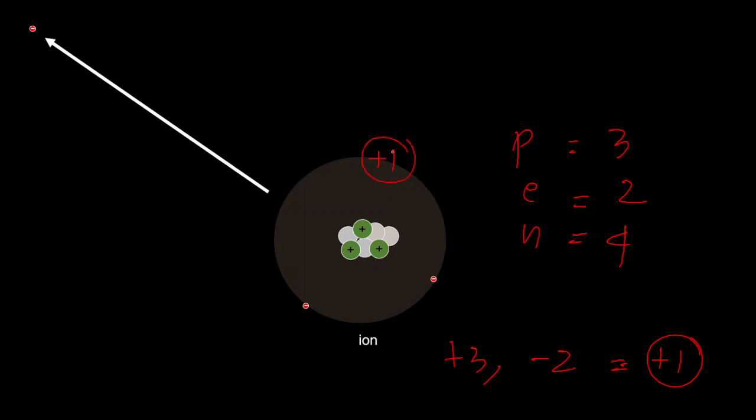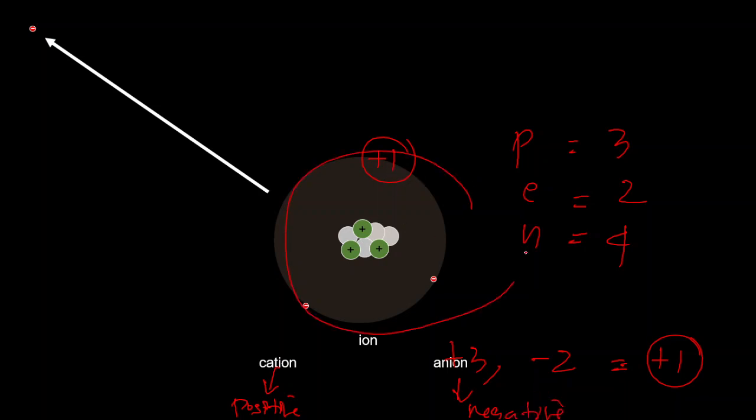We call this one an ion. So an ion is a charged particle. There are two types of ions. This can be a cation or an anion. Cation is the term for a positive ion, and anion is the term for a negative ion. In this case, this is positive, so we call this one a cation because it's a positive ion.